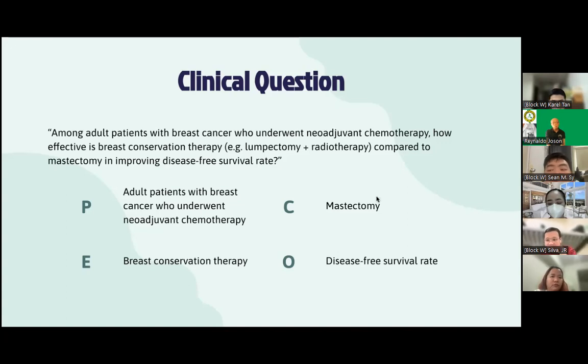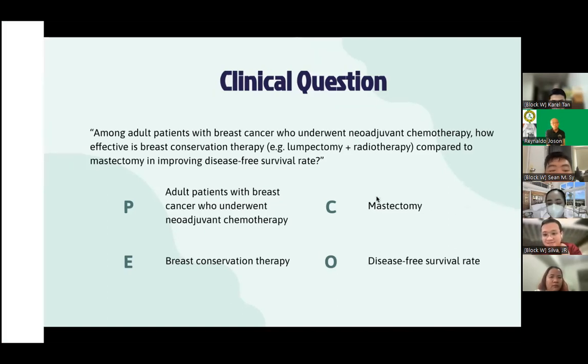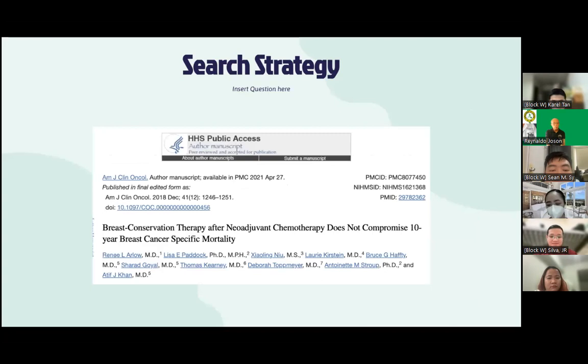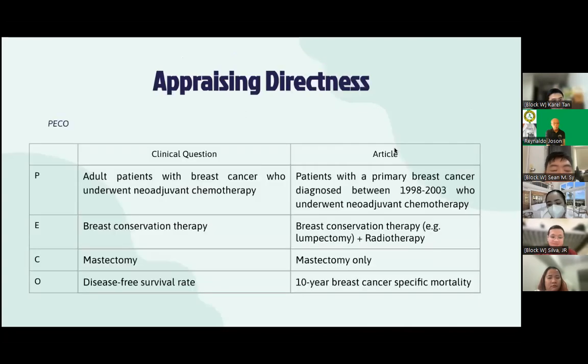So when we put this into PubMed advanced search, next please, we were able to find 11 articles using this search, applying a filter of 2018 to 2023 to have the more recent studies featured in our search. So we ended up with 11 studies, and from the 11 studies, we found this journal. Next slide, please. Entitled Breast Conservation Therapy After Neoadjuvant Chemotherapy Does Not Compromise 10-Year Breast Cancer Specific Mortality, by Dr. Arlo et al. It was published in 2021 po.